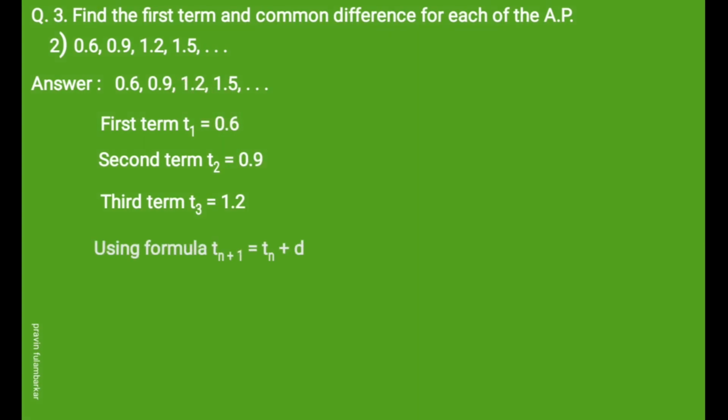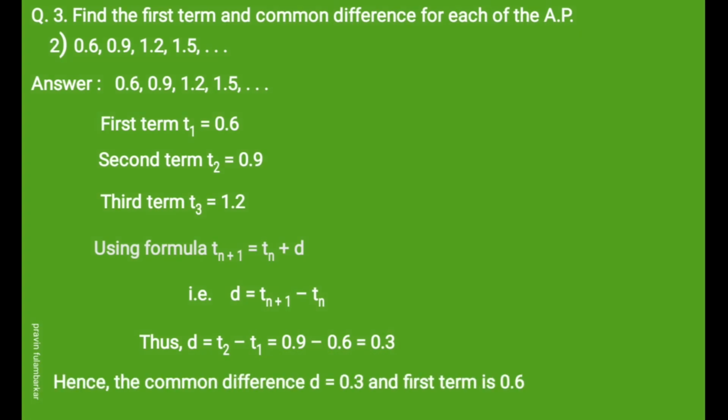Using the formula tn plus 1 equals tn plus d, we rearrange the terms. So we get d equals tn plus 1 minus tn. That means we have to find t2 minus t1. t2 is 0.9, t1 is 0.6. So 0.9 minus 0.6, we get 0.3. Hence common difference d equals 0.3 and first term is 0.6.